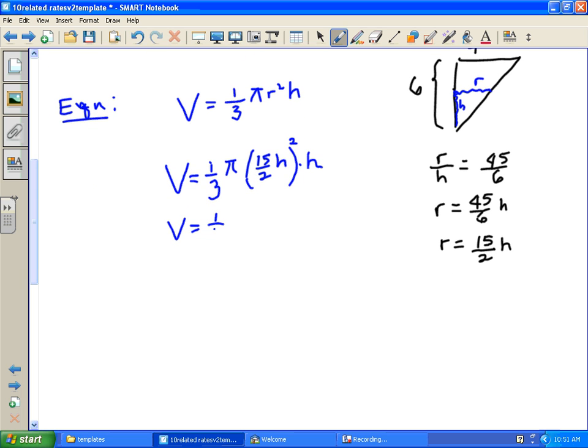So we have 1/3 pi. Okay, if you square the 15, you get 225. If you square the 2, you get 4. If you square the h, you get h squared. But don't forget the h on the outside. And I want to clean it all up a little bit. Let's rewrite our volume equation.